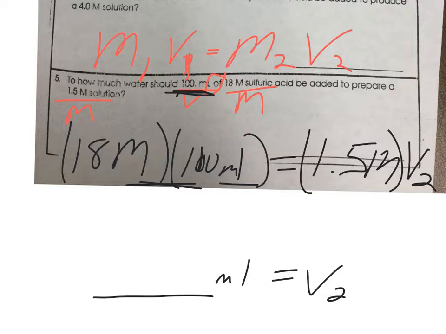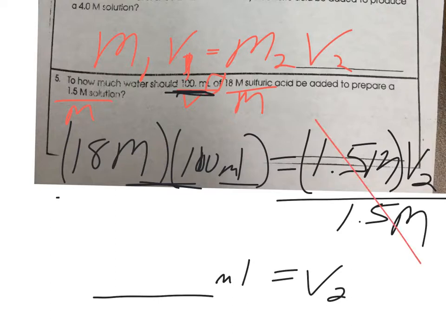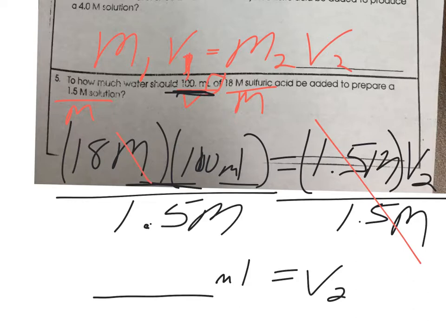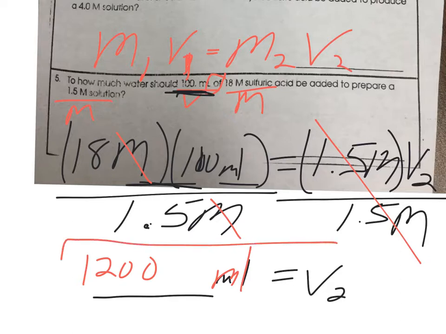You're going to divide by what? 1.5. Very good. Okay, of your molarity. What you do to one side, I must do on the other side. Okay? This gives me my milliliters. So what's your next thing? You're going to multiply what? Very good. 18 times 100, yes. And then you're going to divide by 1.5. Very good. It's 1,200. Okay. So you have 1,200 milliliters.